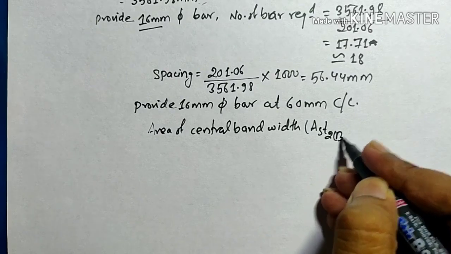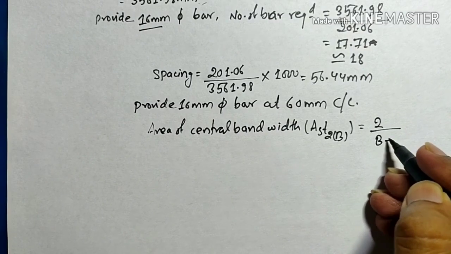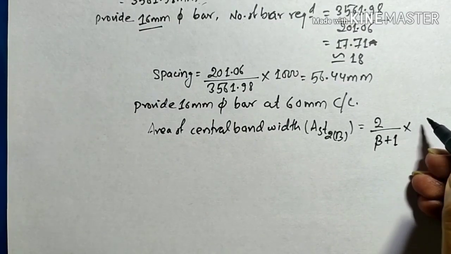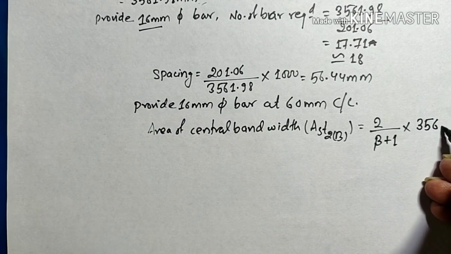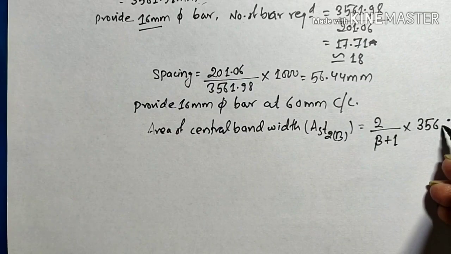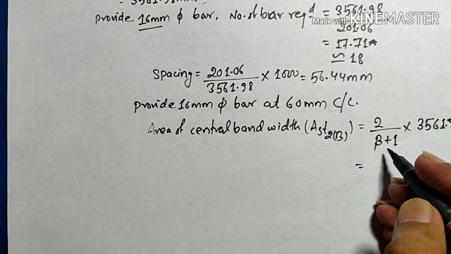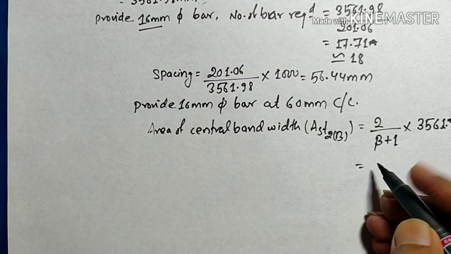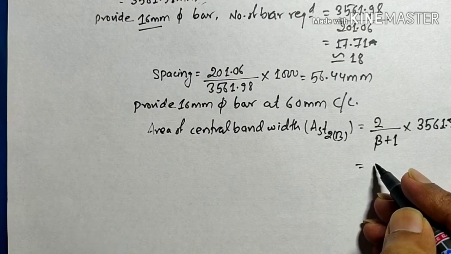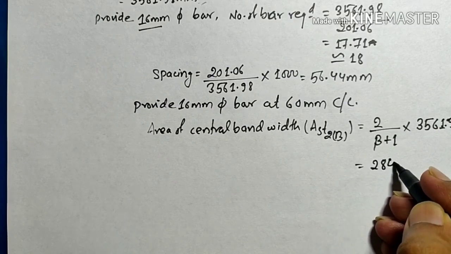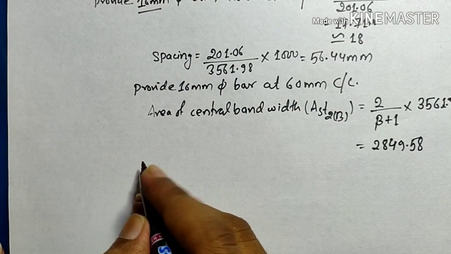equals 2 by beta plus 1 times total reinforcement in the short direction, which is as per our numerical, whose value is 3561.98, and the value of beta is going to be 3 by 2, which we had found out in this numerical. So on solving this, we will have 2849.58, and let's provide 16 millimeter dia bar again for the central band.